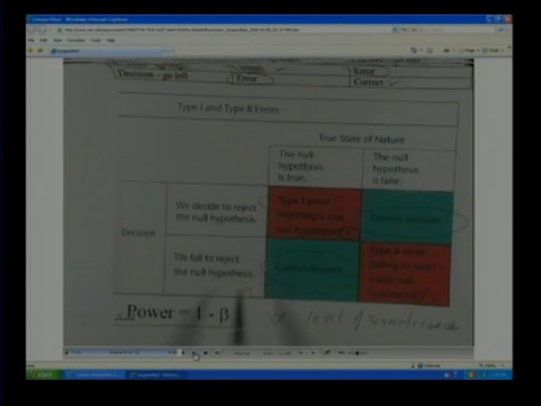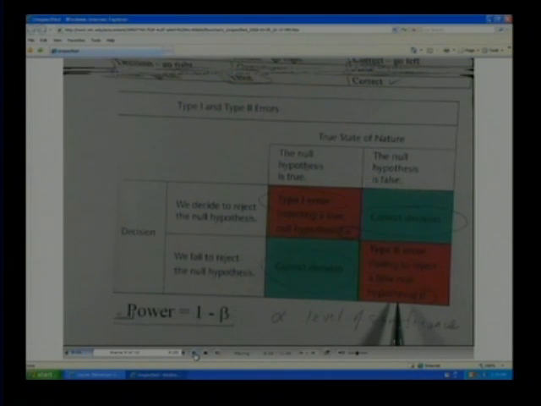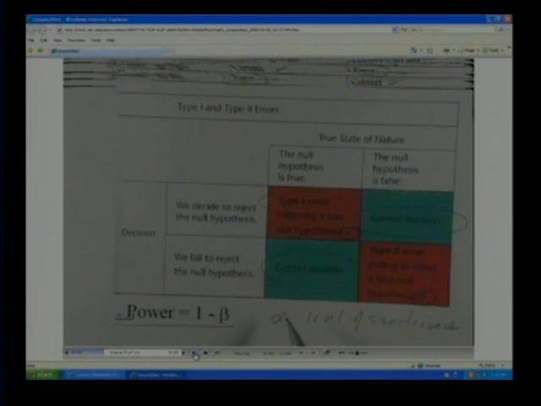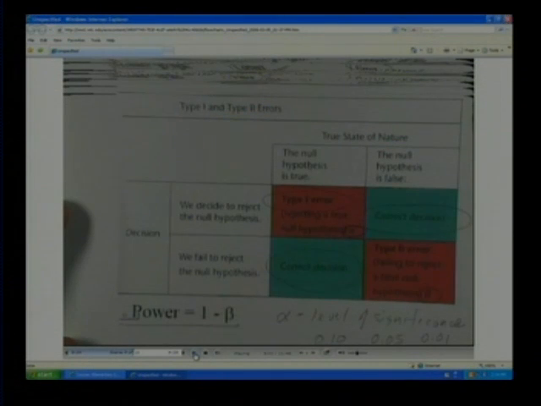So the null hypothesis is true, we fail to reject it, that's a correct decision. The null hypothesis is false, and we decide to reject the null hypothesis, we reject a false hypothesis, that's a correct decision. The problem comes in when the null hypothesis is true, and we decide to reject it, or when the null hypothesis is false, and we fail to reject it. Okay? We control this with our alpha level. Remember, alpha is our level of significance. And a lot of times that's going to be 0.1, 0.05, 0.01, for example, which are some of the common levels of significance.